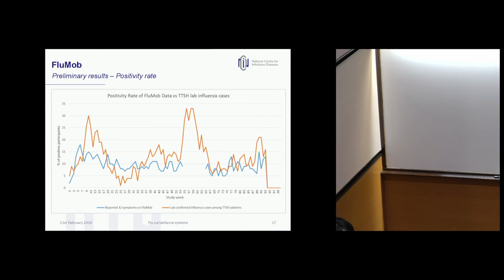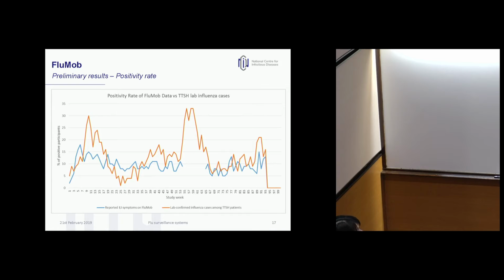We actually have a medical lab, and whoever is admitted into Tan Tock Seng with influenza, we get their blood and everything, and we confirm that they have influenza. So this orange line is the lab confirmed influenza cases among our patients. Tan Tock Seng is quite a big hospital and it's located centrally, so you see the flu trend in our patients.